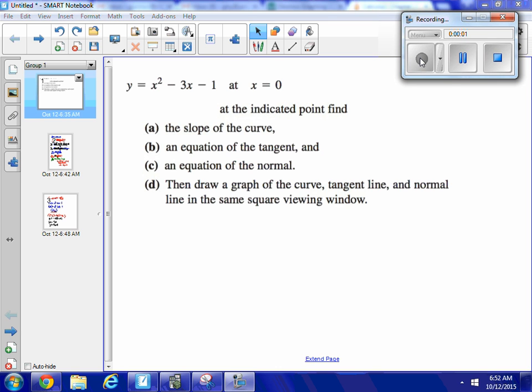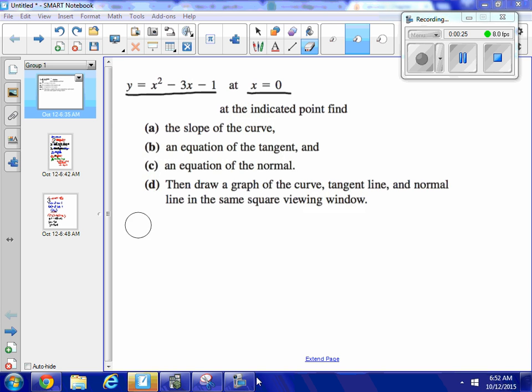So this question is asking us to do a number of things. I'm given the equation of a curve, and I am told I want to find, at the point x equals 0, the slope of the curve, an equation of the tangent line, an equation of the normal line, and then I need to put it on my calculator.